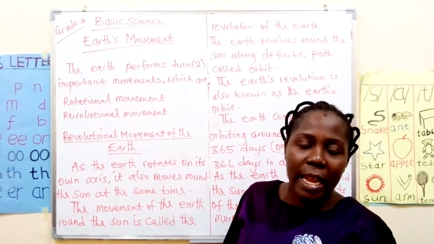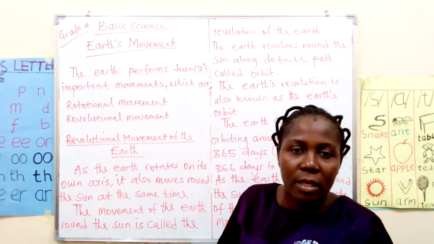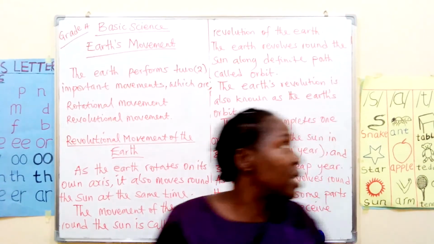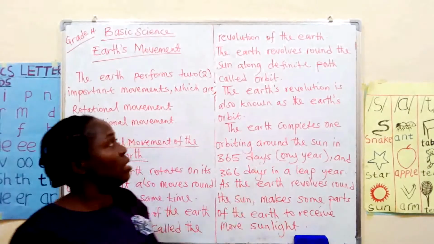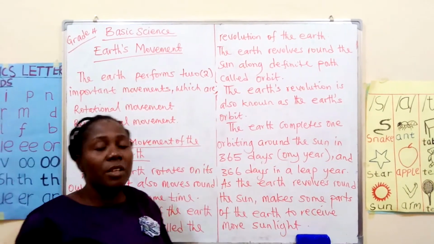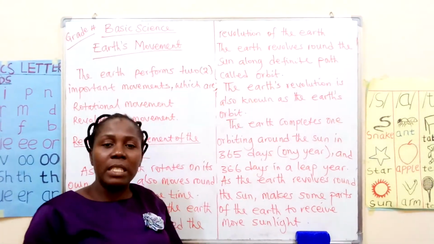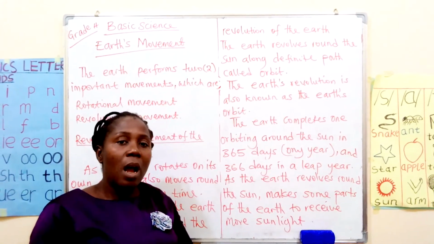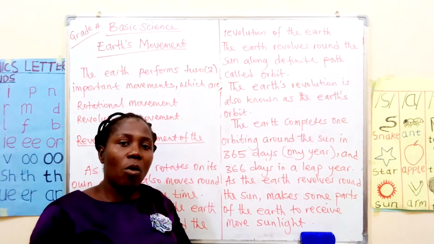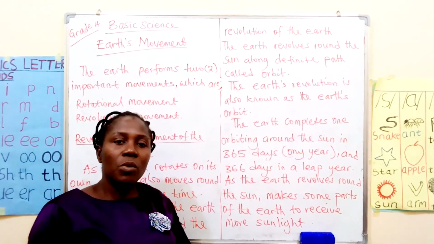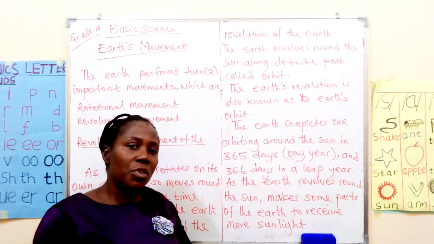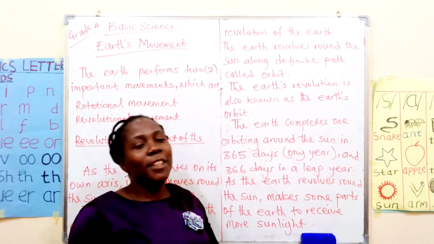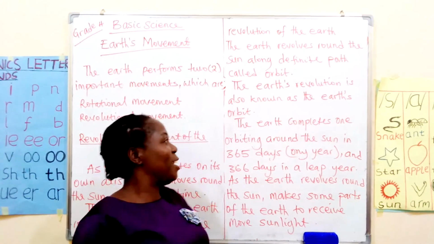Now I have said earlier that as the Earth rotates, the Earth also revolves around the sun. Here we are saying that the revolution of the Earth is completed in 1 year, that's 365 days. So if you are asked, how long does it take the Earth to make a complete revolution? The Earth makes a complete revolution in 365 days, or 366 days in a leap year.